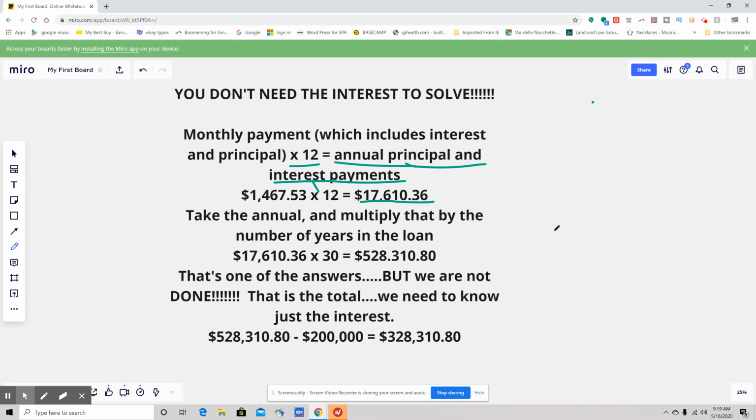Then what we're going to do is take that number, which is our 1 year, our annual payment, and we're going to multiply that by 30. Why? Because it's a 30-year mortgage. Now, here's the thing. They do something really interesting to trip you up. They give you numerical values for everything, but they write the word 30-year out in words.